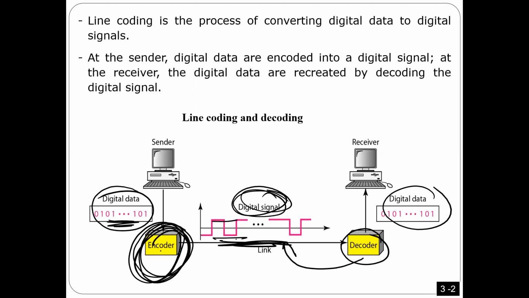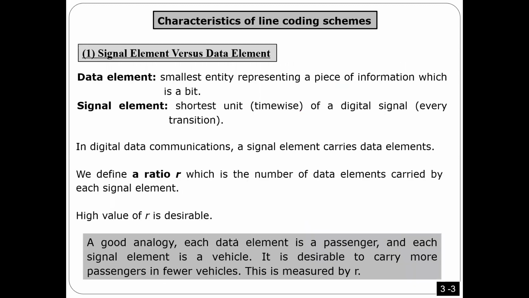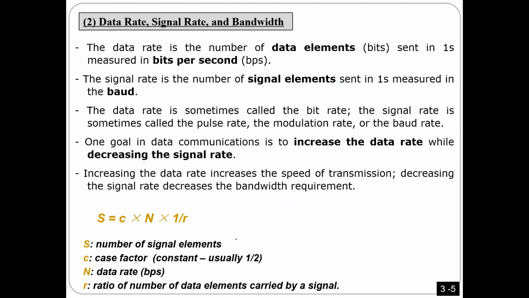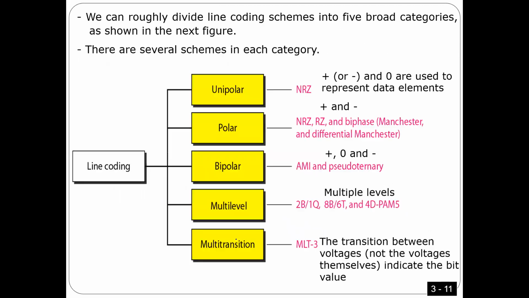Again, this is just a very easy example. I assume we have 2 levels. But actually, as you will see, for this digital signal we may have more than 2 levels. That's what I'm going to explain now. But here, I'm explaining the encoder and decoder. Any questions? Okay.